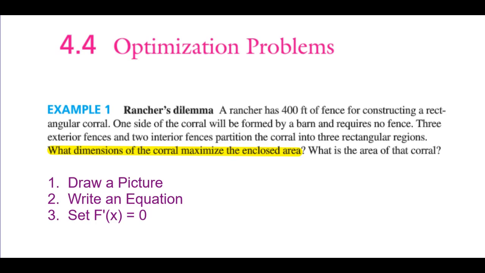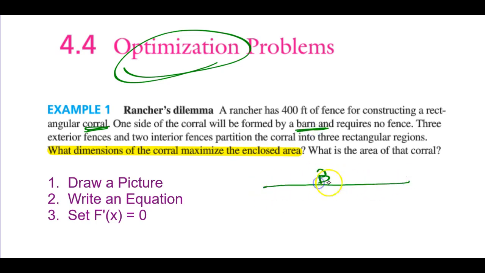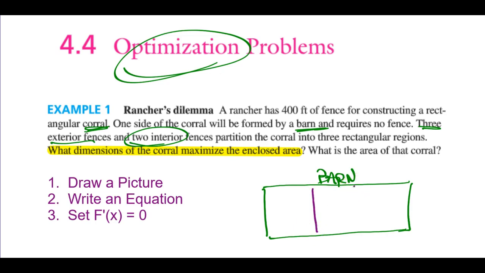Today we're going to learn how to optimize functions, reading a problem. Our first one says we've got a corral and one of the sides shares a barn, and there are other constraints: 3 exterior fences and 2 interiors. So I'll make 3 exteriors, 1, 2, and 3. And we've got a couple interiors, and it forms a rectangle.